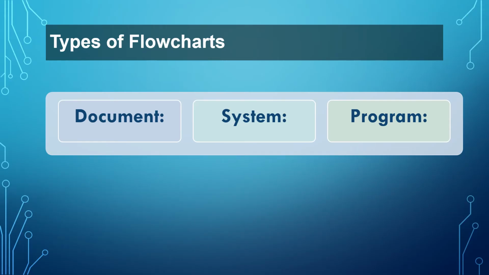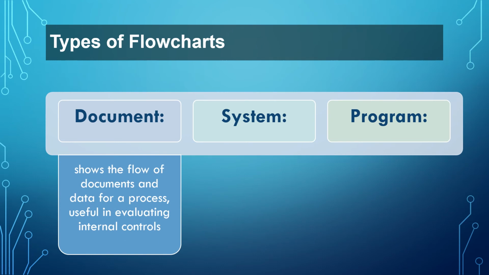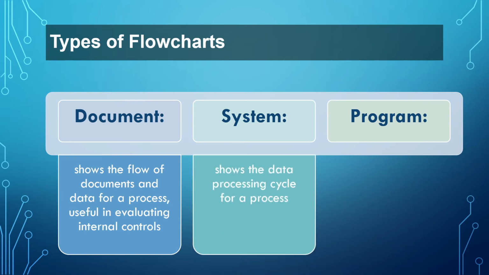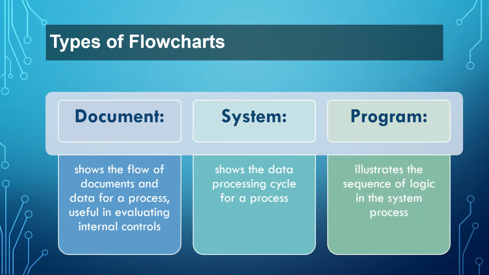Okay, so the three types of flowchart are the document flowchart, system flowchart, and program flowchart. The document flowchart shows the flow of the documents and data for a process, useful in evaluating the internal controls, whereas the system flowchart shows the data processing cycle for the process. This one we have already discussed before. And the program flowchart illustrates the sequence of the logic in the system process.